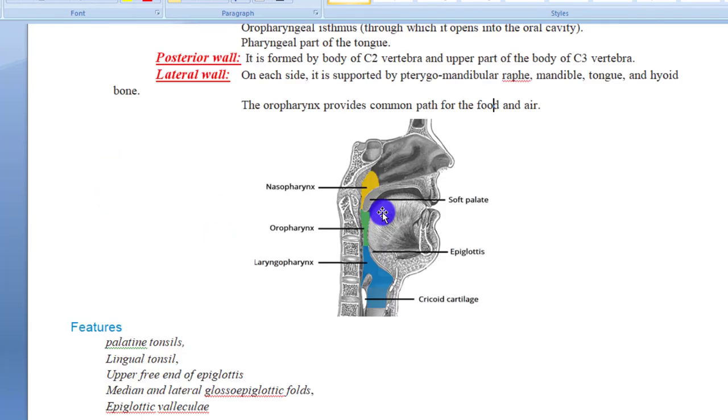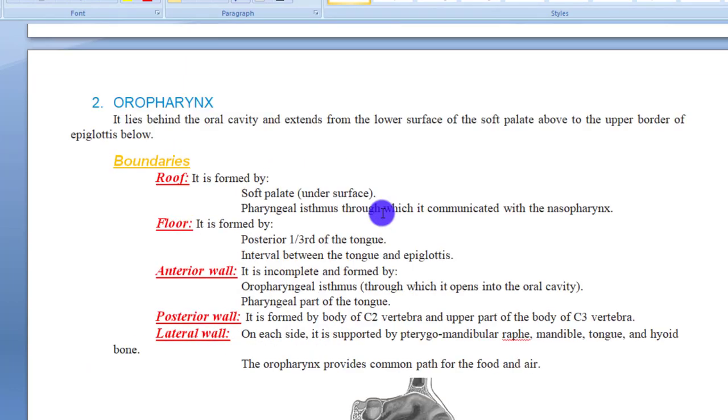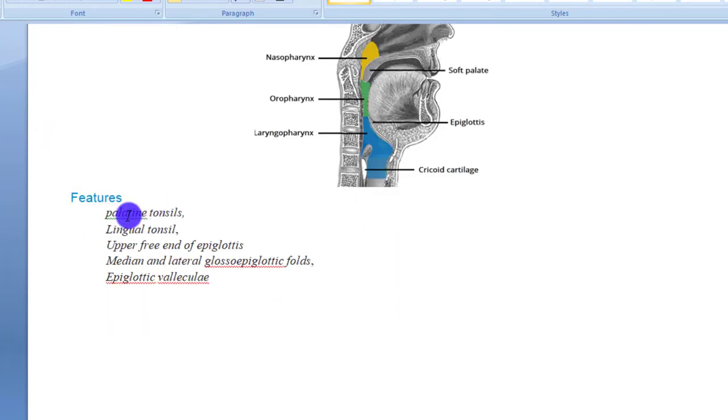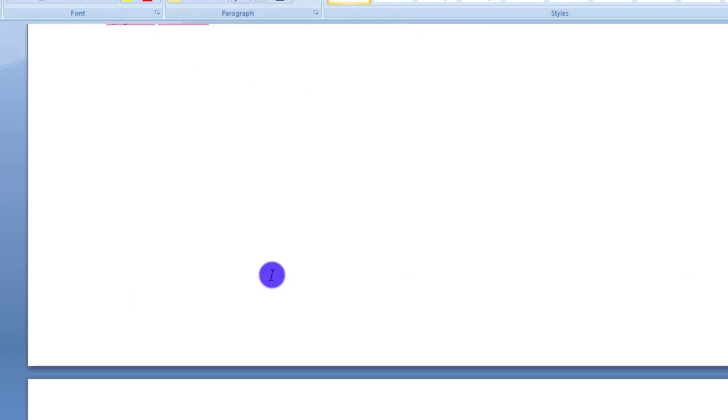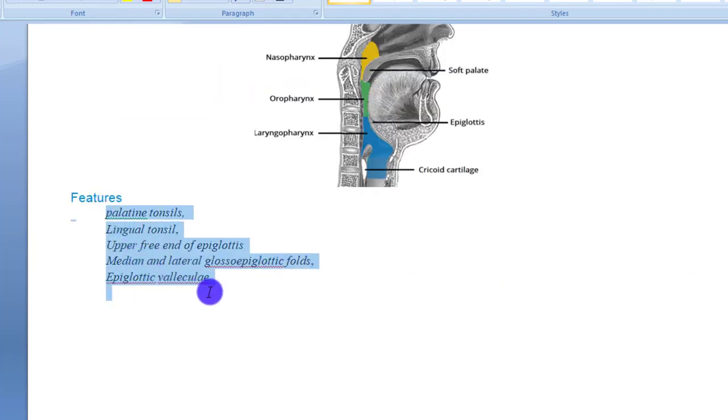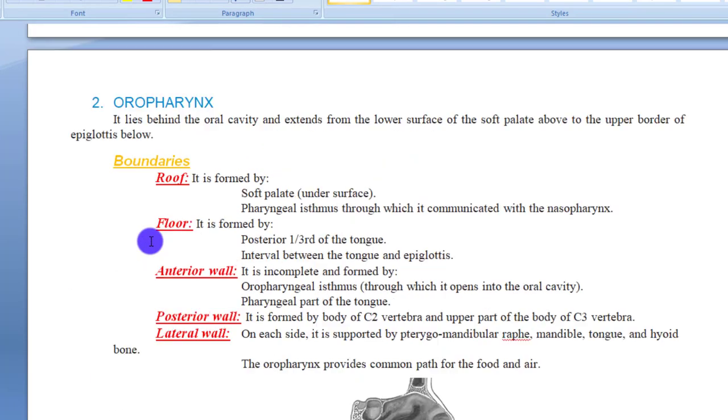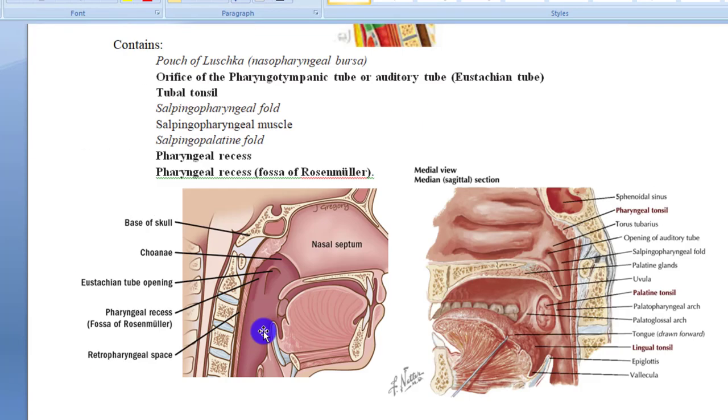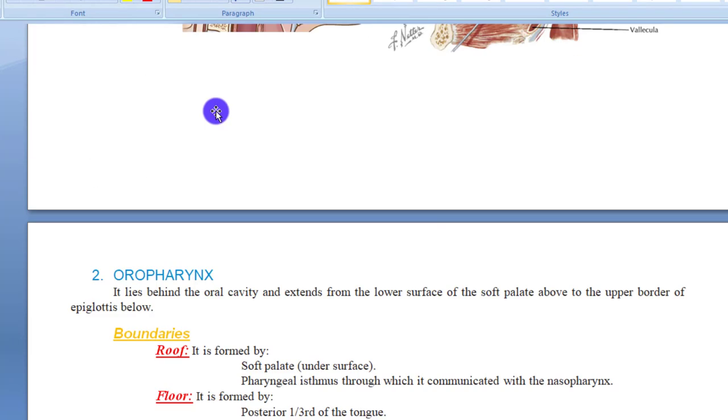Then what are the structures in the oropharynx? There are palatine tonsils, lingual tonsils, the upper free end of the epiglottis, the median and lateral glossoepiglottic folds, and the epiglottic vallecula, right? These are the features of the oropharynx, right friends? So this was about the oropharynx, and before that the nasopharynx.